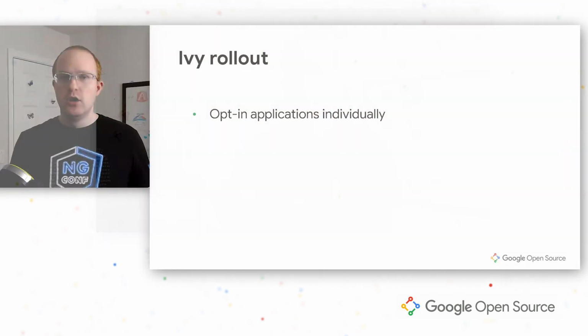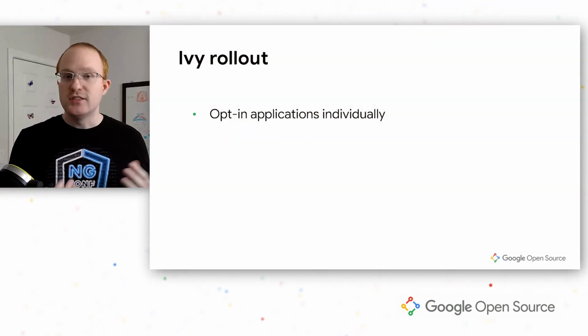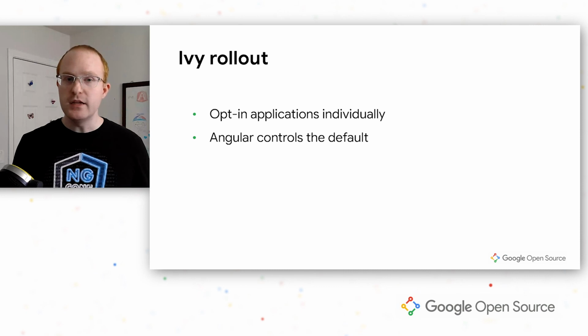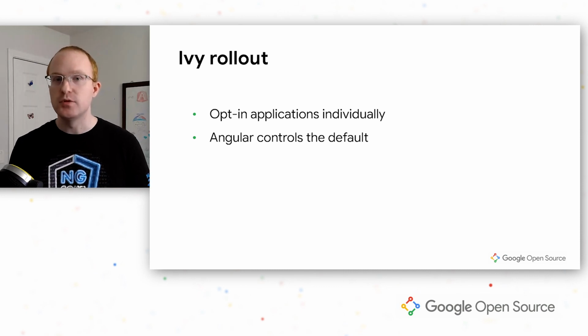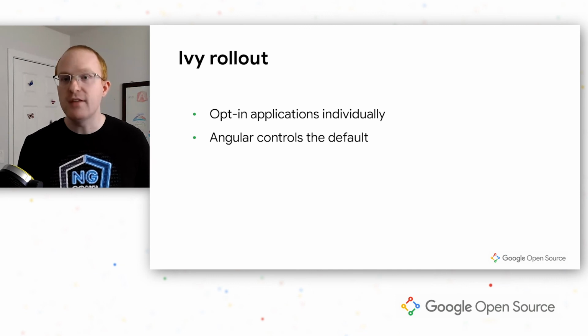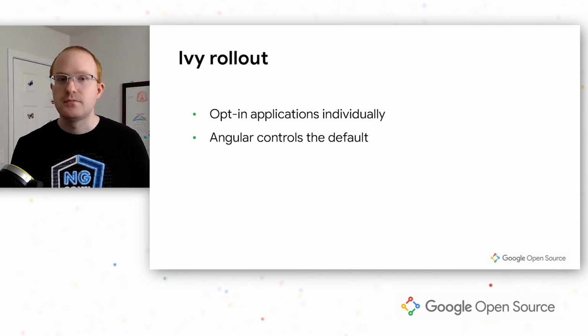So let's back up a little bit and review what we were originally trying to accomplish. We wanted to be able to opt in applications individually, and we've successfully done that by enabling Ivy for app1, but leaving app2 alone. The Angular team also still controls the ivy attribute, and we can manipulate its default value. We can easily switch its default to true and make everybody build with Ivy when we're ready.